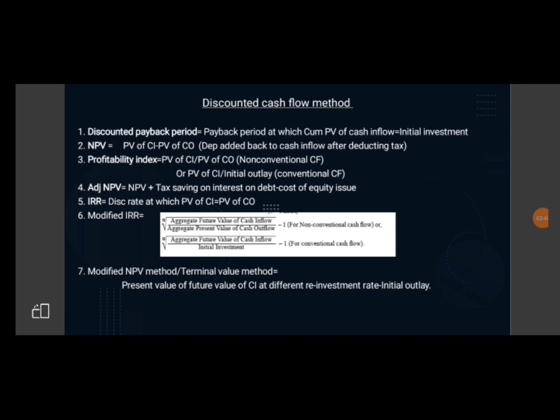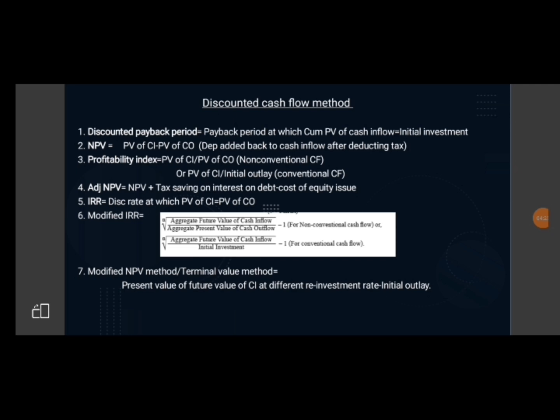Profitability index is equal to present value of cash inflow divided by present value of cash outflow for non-conventional cash flow, whereas for conventional cash flow, it is present value of cash inflow divided by initial outlay. What is meant by non-conventional cash flow? Here outflow will be in the subsequent periods too, whereas in the conventional cash flow, outflow will be only in the current period. So when it occurs in the subsequent period, we need to find the present value also for the outflow, not alone the inflow.